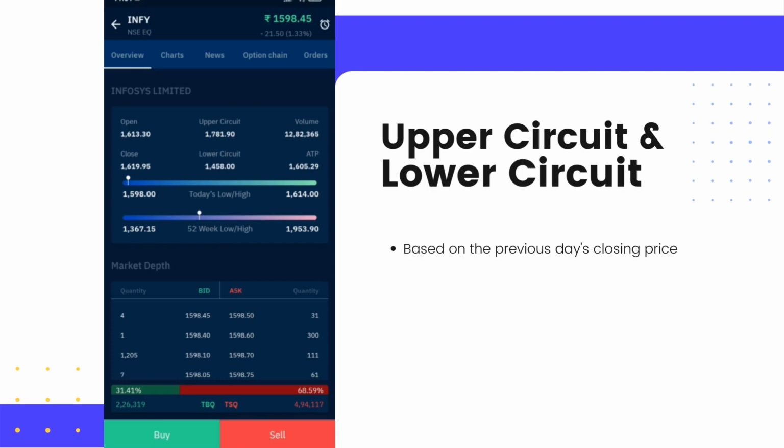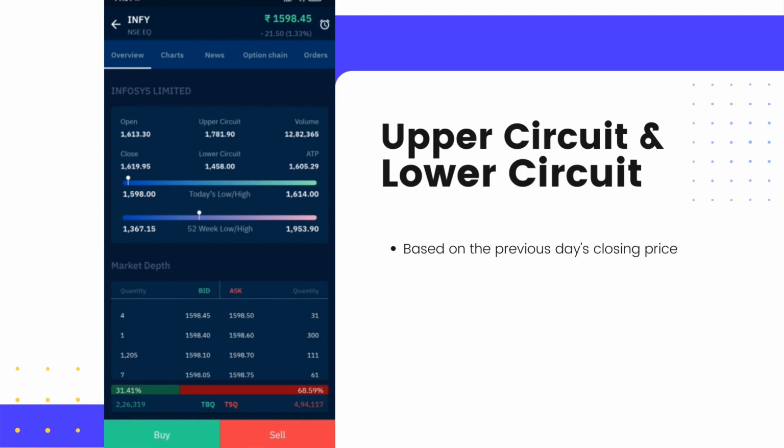So Thursday's closing price of Infosys will decide the upper circuit and lower circuit on Friday for Infosys. Similarly, for Zomato, 57.90 is yesterday's closing price, which was Thursday, and today is Friday. Yesterday's closing price of 57.90 will decide the upper circuit and lower circuit of today. Now these are calculated in terms of percentage.